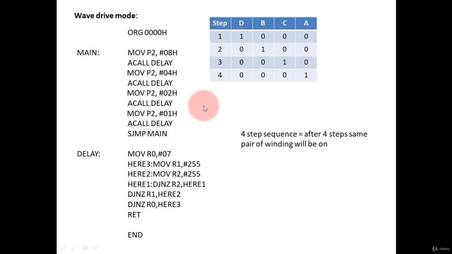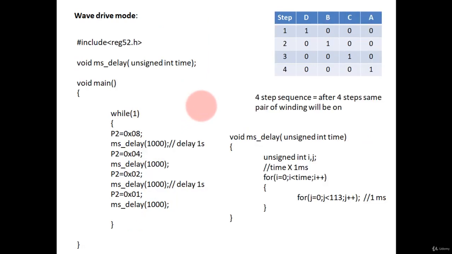Okay, so similarly you can write C language code as well. Here in this while one loop we are passing particular values like 8, 4, 2 and 1 to port 2 pins of 8051 microcontroller, and this piece of code is to generate 1 second delay. So as you can see, the coding is very simple for stepper motor interface.